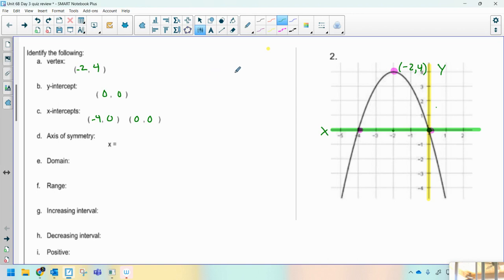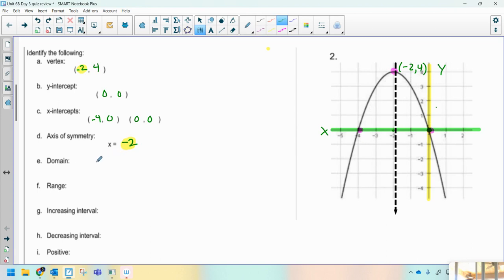Axis of symmetry. Okay, let's put the axis of symmetry as a vertical line. Imagine where it would go before I do it. And here is the axis of symmetry. It cuts right through that vertex. And the axis of symmetry cuts through -2 right there. And the x of the vertex is -2. X of the vertex and axis of symmetry are the same. X equals -2.